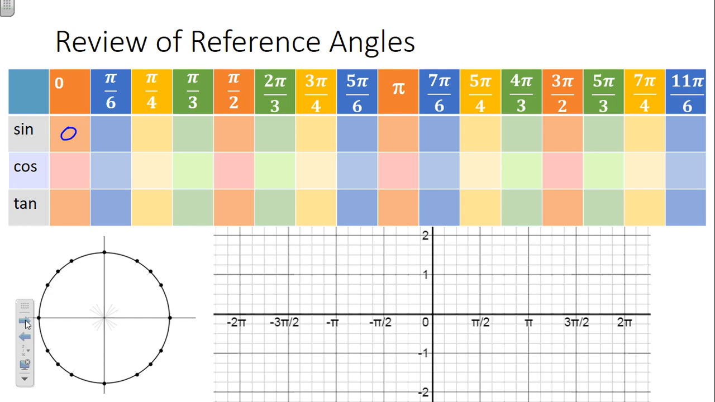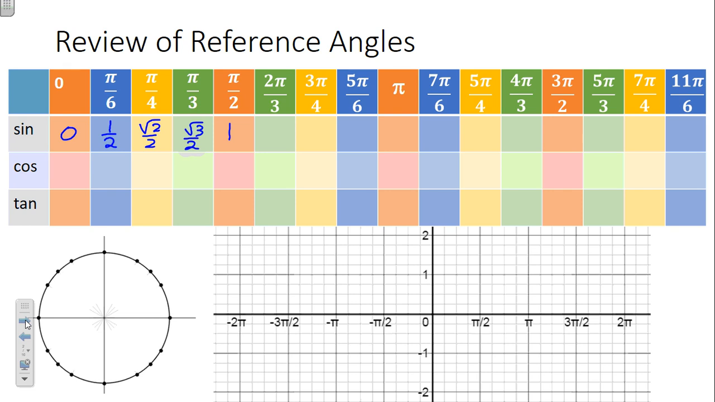What's the sine of pi over 6? A 30-degree angle, it's going to be 1/2. The sine of 30 is 1/2. A 45-degree angle, pi over 4, square root of 2 over 2. Pi over 3, square root of 3 over 2. What happens at 90 or pi over 2? 1. That's where it gets to be as high as it's ever going to be.